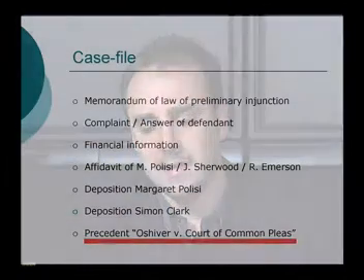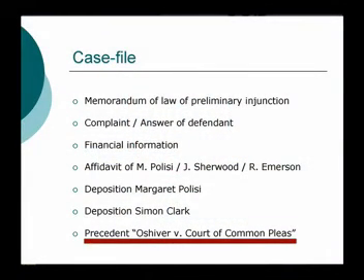Finally, we included for your convenience a copy of a precedent which is relevant for our activities in Pavia. The precedent is O'Sheaver versus Court of Common Pleas, and it obviously refers to the law of preliminary injunction.